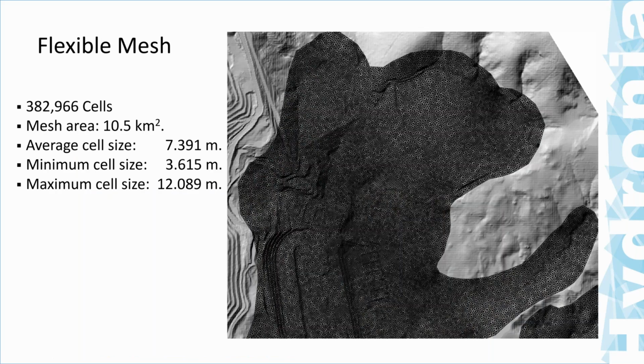For the flexible mesh that we use, we didn't spend a lot of time refining it. We used a mesh of 382,966 cells for the complete mesh, with an average cell size of 7 meters, a minimal cell size of 3.6 meters, and a maximum cell size of 12 meters. So it's not an extremely refined mesh, but since we were just trying to make a preliminary run, we thought it was good enough.